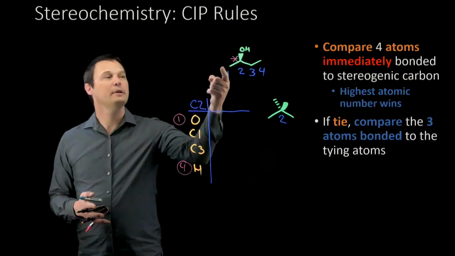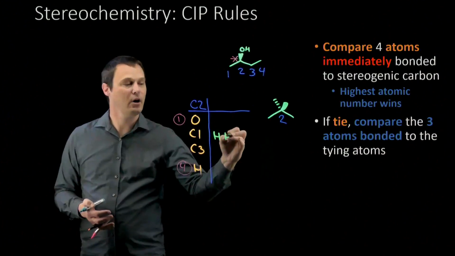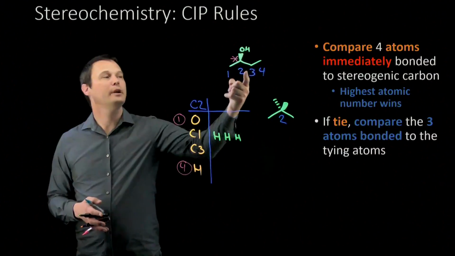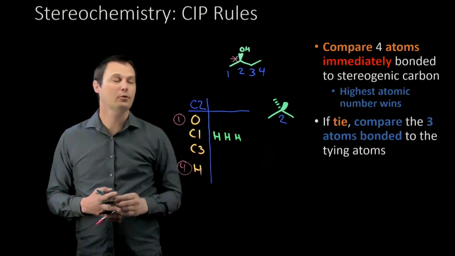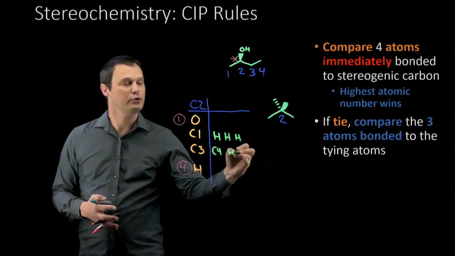So the 3 elements immediately attached to carbon number 1 are all 3 hydrogens. We list them in priority order. Since they're all hydrogens, we list all 3 of the hydrogens in a row. The 3 elements immediately attached to carbon number 3 are 2 implied hydrogens and carbon number 4. So we list those in priority order. So we would start with carbon number 4 and then the 2 remaining hydrogens.